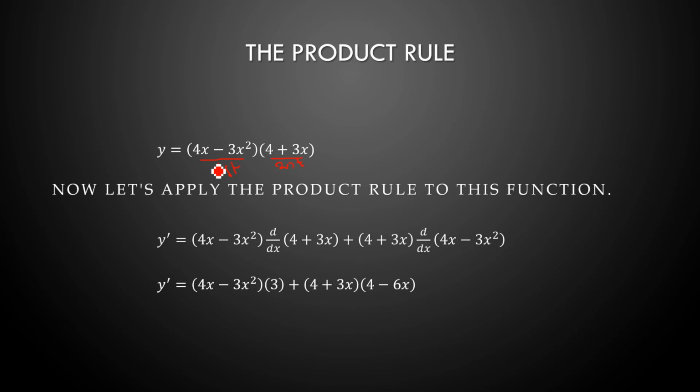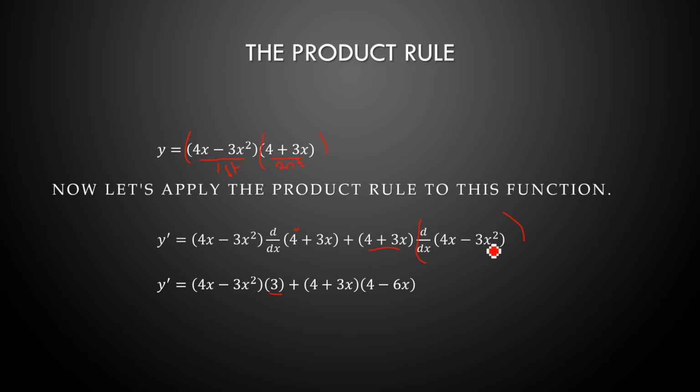Now according to the product rule, we will leave the first term as 4x minus 3x square, and we will take the derivative of this second part of the function. So we will have d by dx into (4 plus 3x). Then we will write a plus sign and we will leave the second term 4 plus 3x, and we will take the derivative of the first term, which is 4x minus 3x square, this one. So taking the derivative of 4, a constant, will become 0, and taking the derivative of 3x we will have only 3.